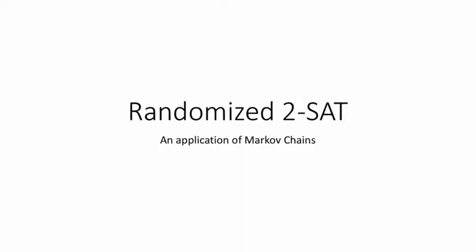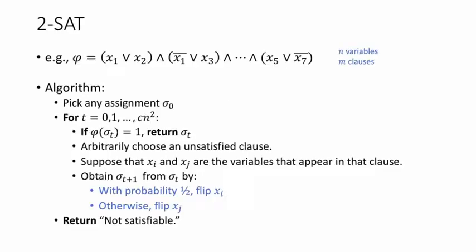In this video, we'll see a quick application of Markov chains to analyzing a randomized algorithm for 2SAT. Let's recall the 2SAT problem. We've got some formula, phi, which maybe looks something like this. That is, it is the AND of a bunch of clauses. Each clause is the OR of two literals, and in total there are going to be n variables and m clauses.